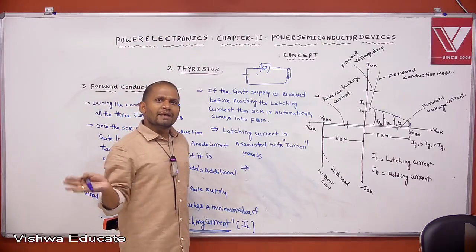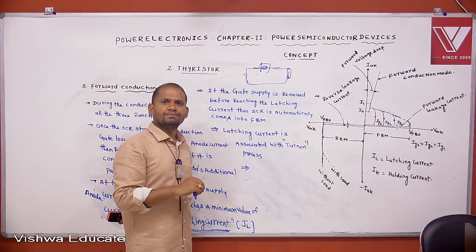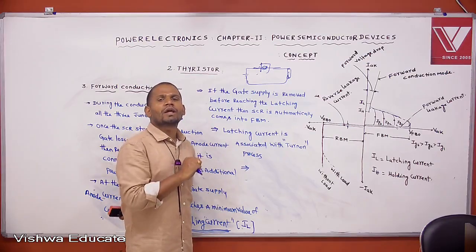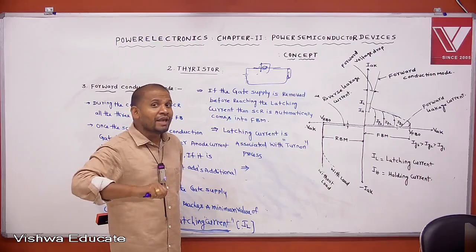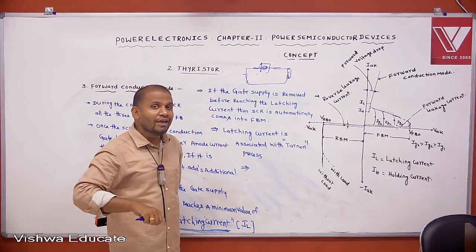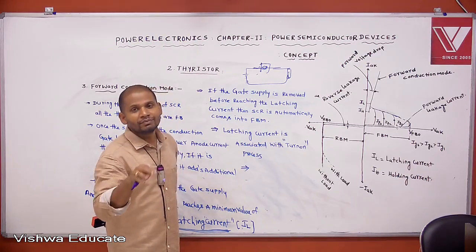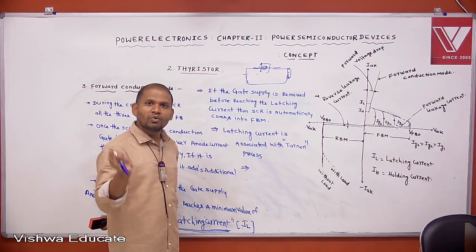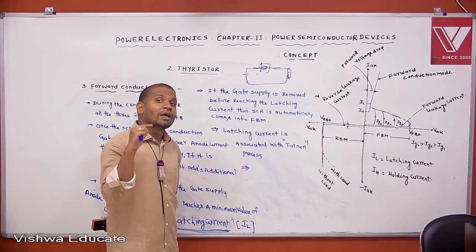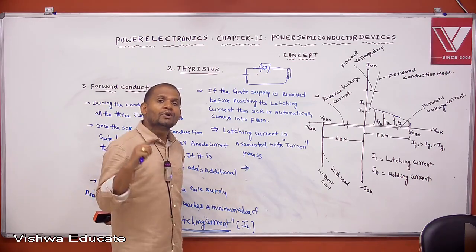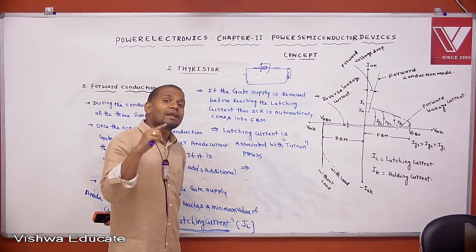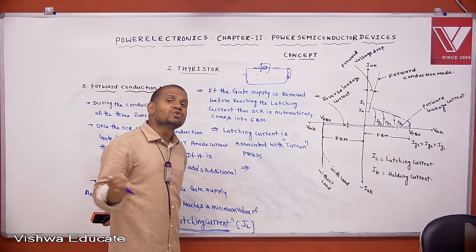The SCR starts the conduction. After some time, I want to turn off the SCR. Then how can you turn off the SCR? By using the gate supply, you cannot turn it off now. Why? The gate loses its control over the anode current. We have removed the gate supply. Then how to turn off the SCR? To turn off the SCR, a reverse voltage is applied.